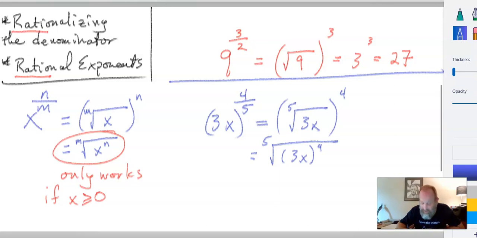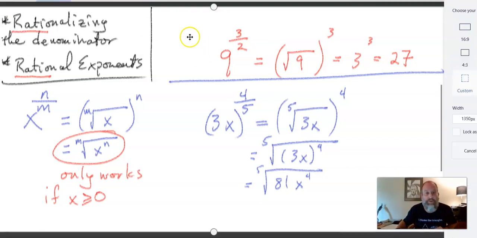So 3 to the 4th is 81. So this is now the 5th root of 81 x to the 4th. So 3 to the 4th power and then x to the 4th power. So I just distributed that power across those. Right? And that would be your final answer because the only goal here is to rewrite these things in terms of roots. And you'll also need to go the other direction.